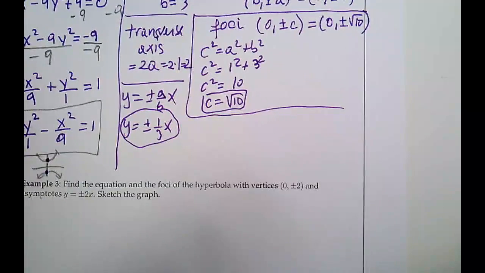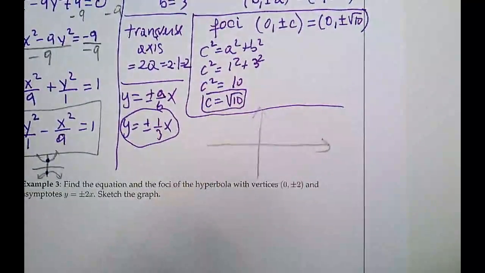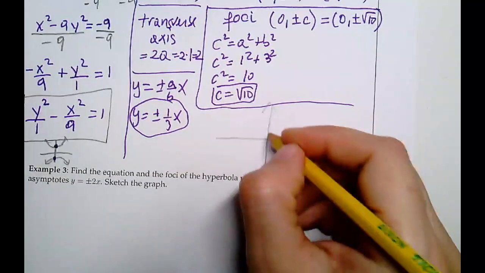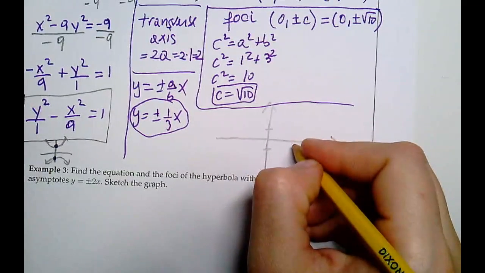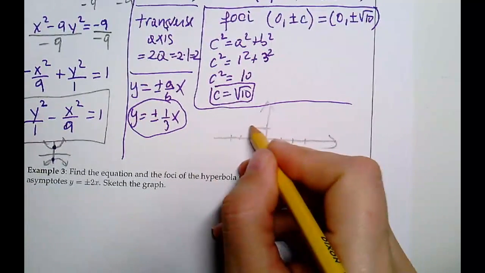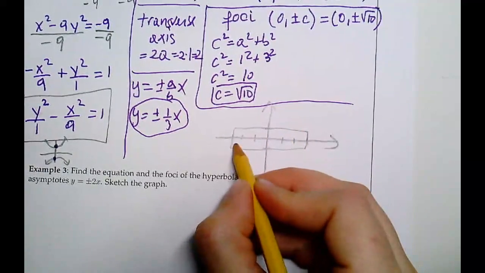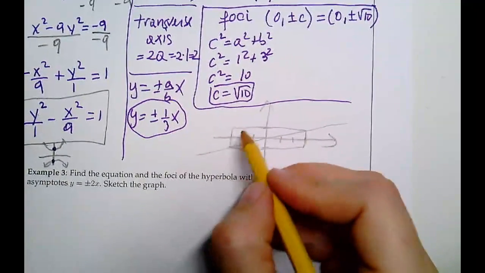Alright, so then let's sketch its graph. First of all, the steps are going to be: sketch the central box. Again, the central box is your a, which is 1, -1, and then your b is 3. 1, 2, 3, 1, 2, 3. So this is my central box now. And then draw the diagonals of it and extend them, and that's going to give us the asymptotes.